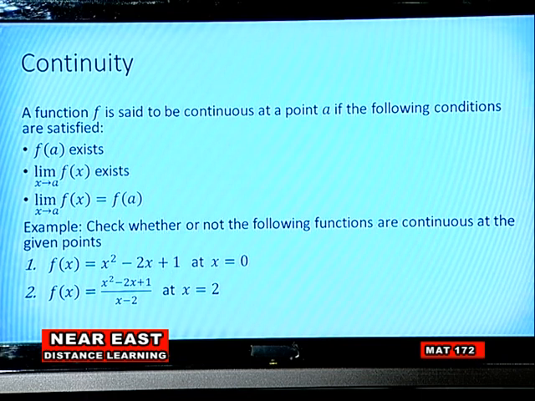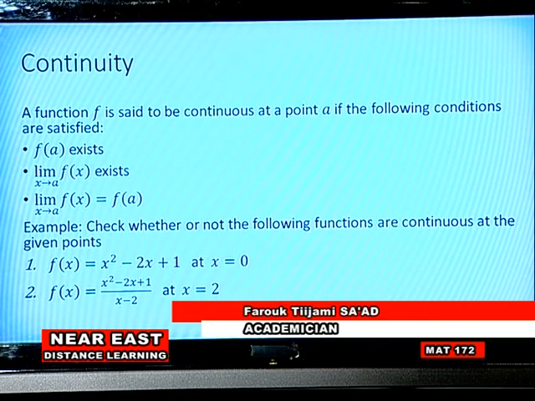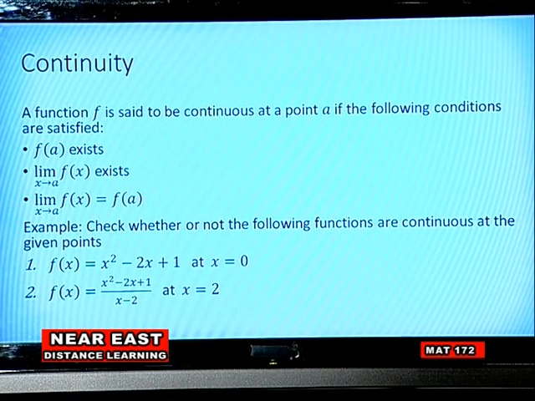Example: check whether or not the following functions are continuous at the given points. In the examples, I gave a function and values at the side of the function. Check whether this function is continuous at these points. Number 1, f of x is x squared minus 2x plus 1. Check whether this function is continuous at x equal to 0. Number 2, f of x is x squared minus 2x plus 1 over x minus 2. Check whether this function is continuous at x equal to 2.